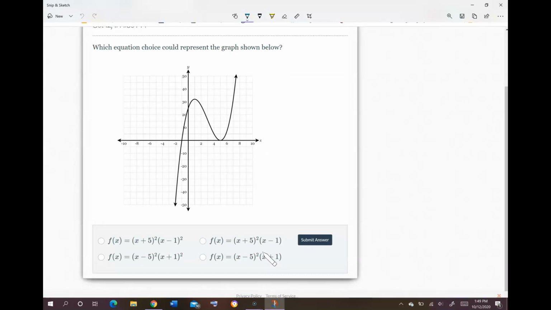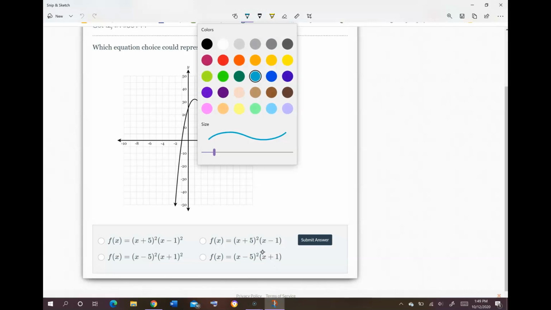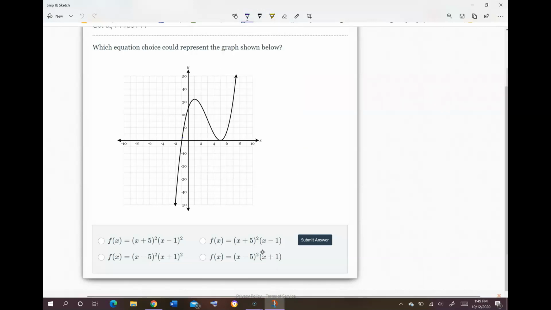So we get our roots, all right? So you got to circle your roots. So my roots are -1 and 5. So I'm going to write it out. X plus 1, x minus 5. It crosses at -1, so I leave that multiplicity alone. It touches at 5, so I'm going to change that to a 2. And so my answer is going to be D.